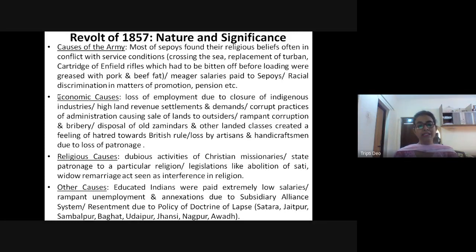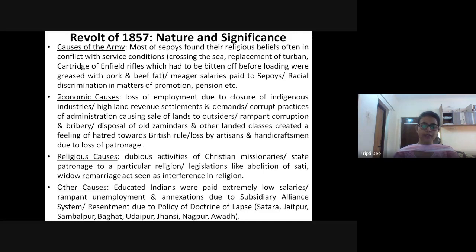Moreover, there were the meager salaries paid to sepoys, and racial discrimination in matters of promotion, pension, etc. So there were many reasons, primarily major reasons, because of which the Indians in the army of the Britishers revolted. They were really infuriated and angered by the British attitude, and they were the first ones to actually rebel.